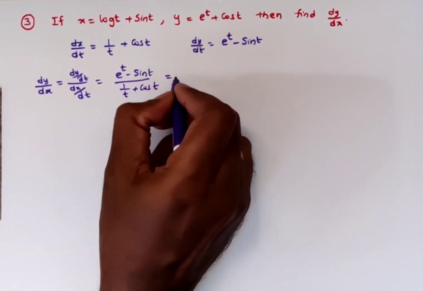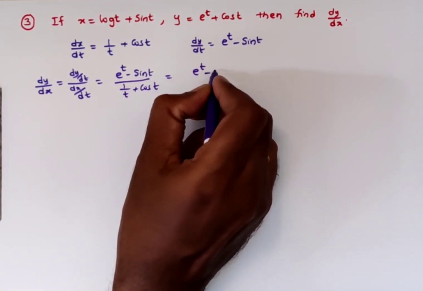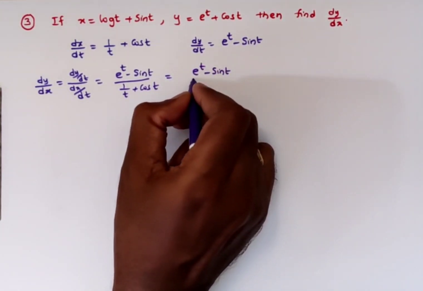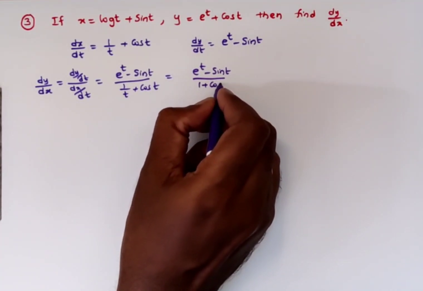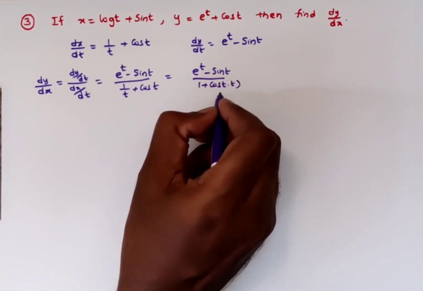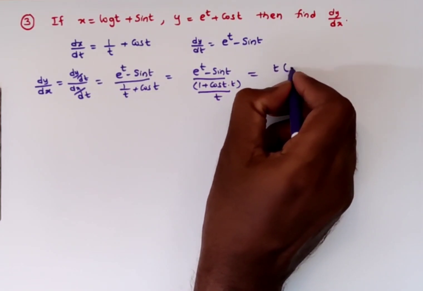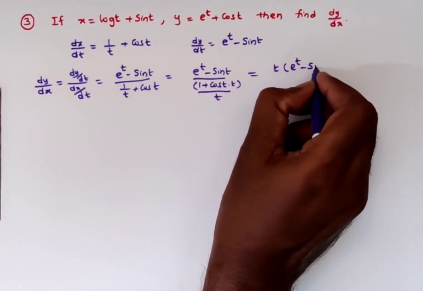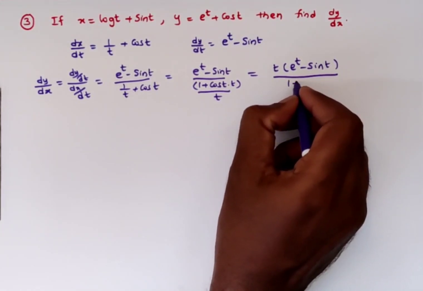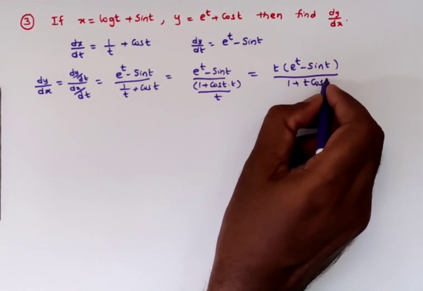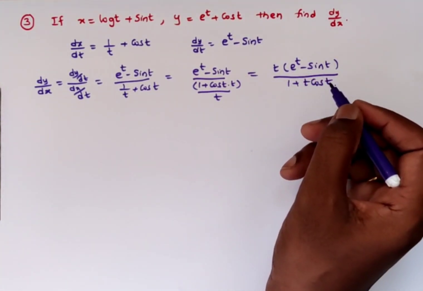You can simplify this. So it is e to the power of t minus sin t divided by 1 plus t cos t, or you can write it as t into e to the power of t minus sin t divided by 1 plus t into cos t. So this is the derivative of y with respect to x.